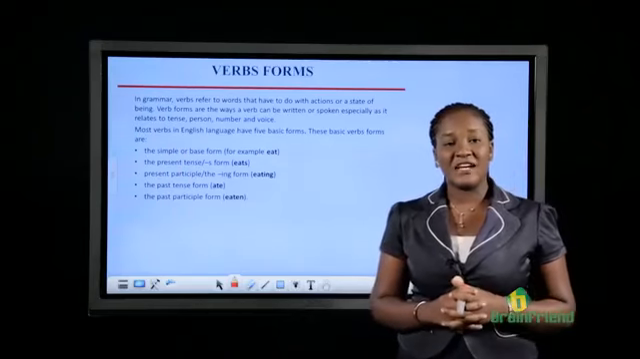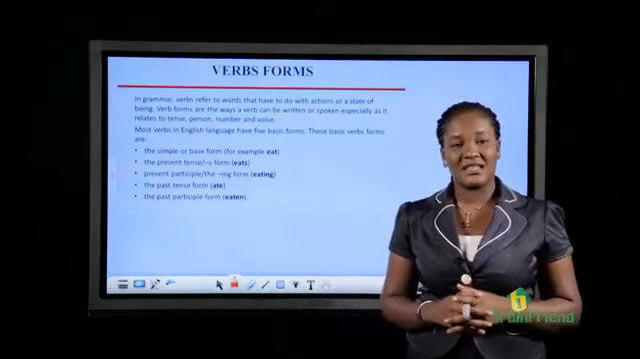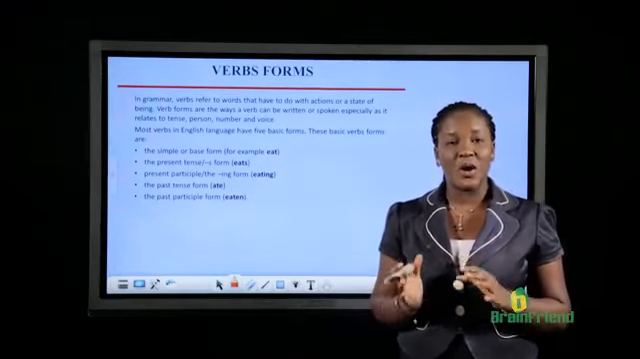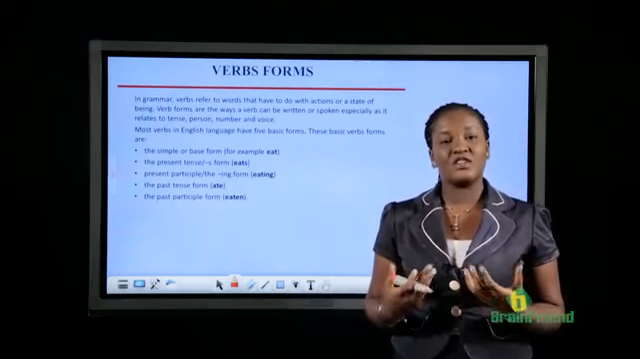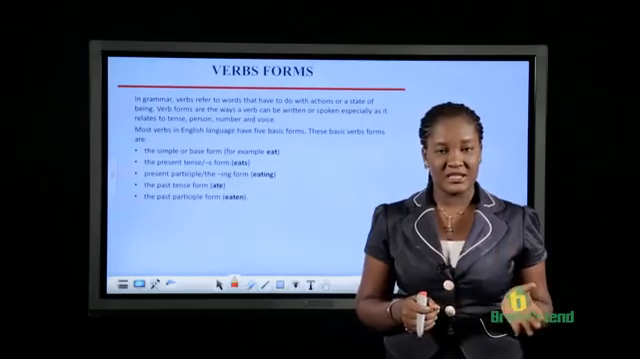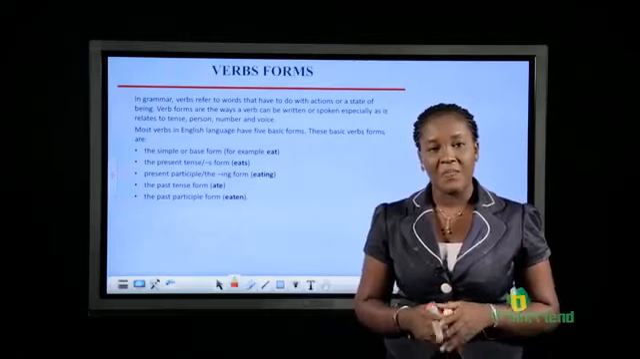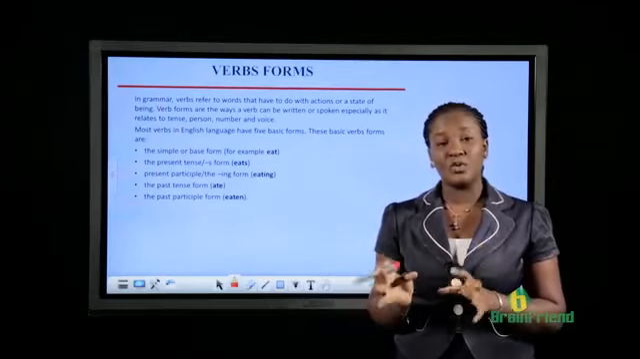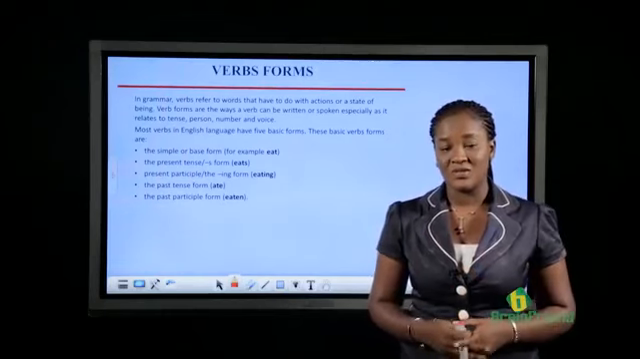In grammar, we define verbs as words that signify actions or words that refer to actions. Words that tell you what somebody or something is doing at any particular point in time. Now, these verbs have different ways they can be spoken or written in English grammar. And the various ways a verb can be written or spoken are known as verb forms, and that's what we are studying today.